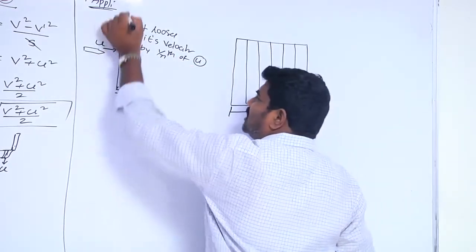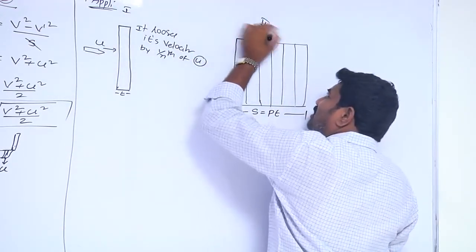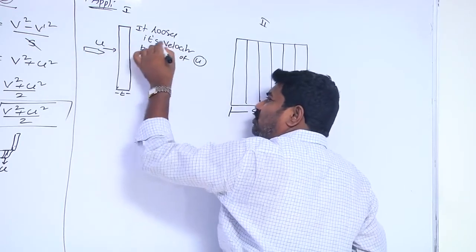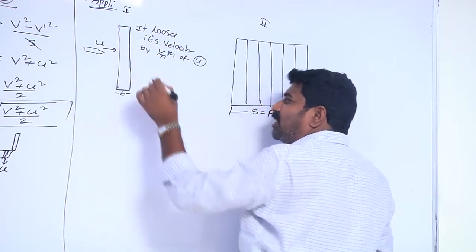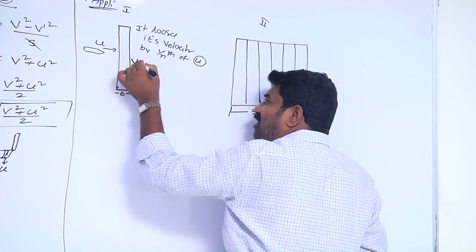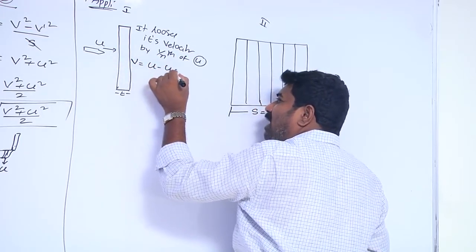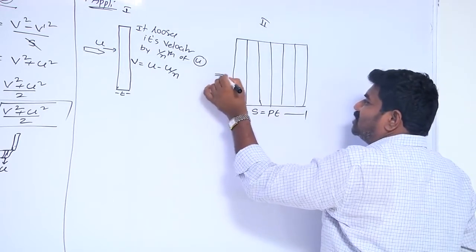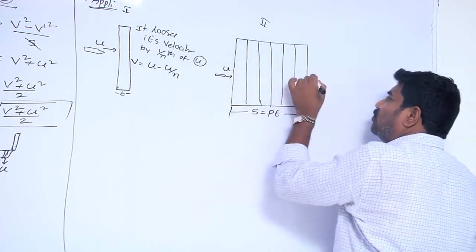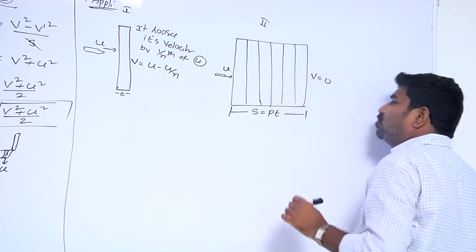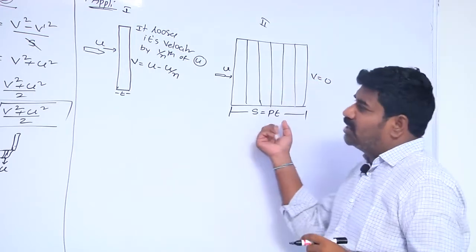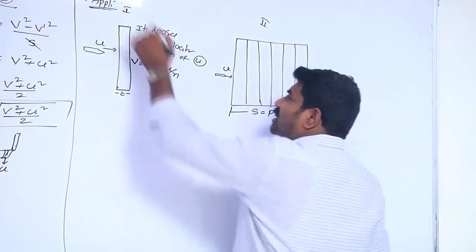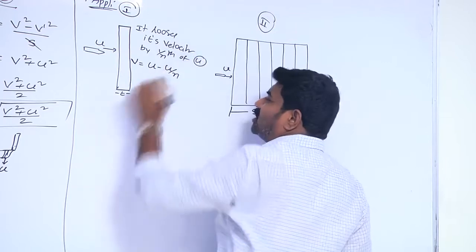This is the first case, and this is the second case. In the first case, the initial velocity is u. It loses 1 by nth of the initial velocity, which means the final velocity is u minus u by n. In the second case, the initial velocity of the bullet is u, the final velocity is 0, and the displacement is pt. In both cases, the acceleration of the bullet is the same.